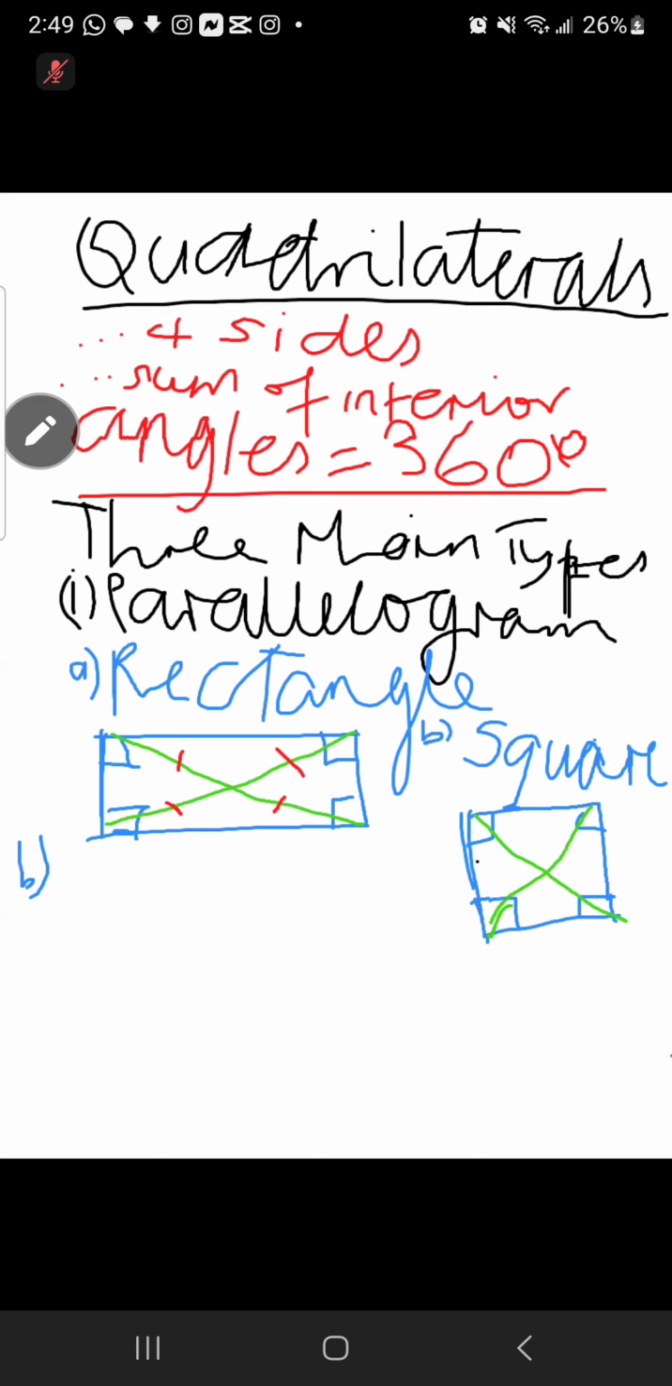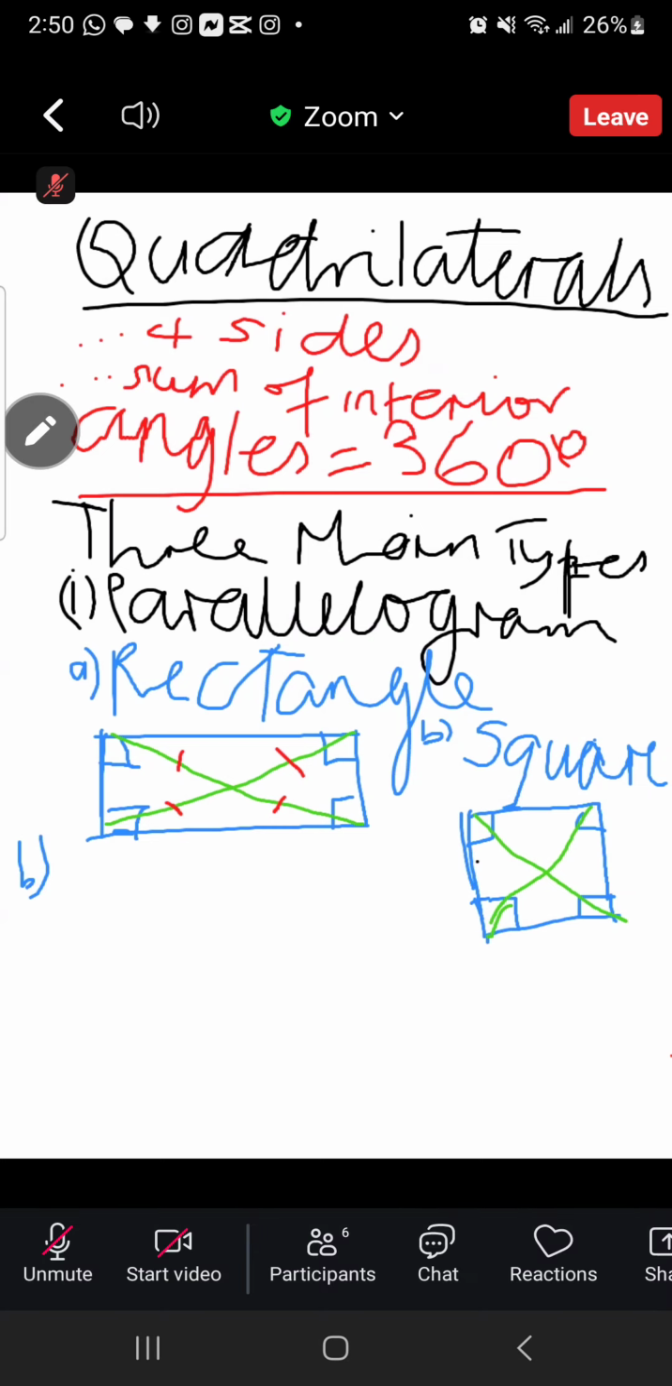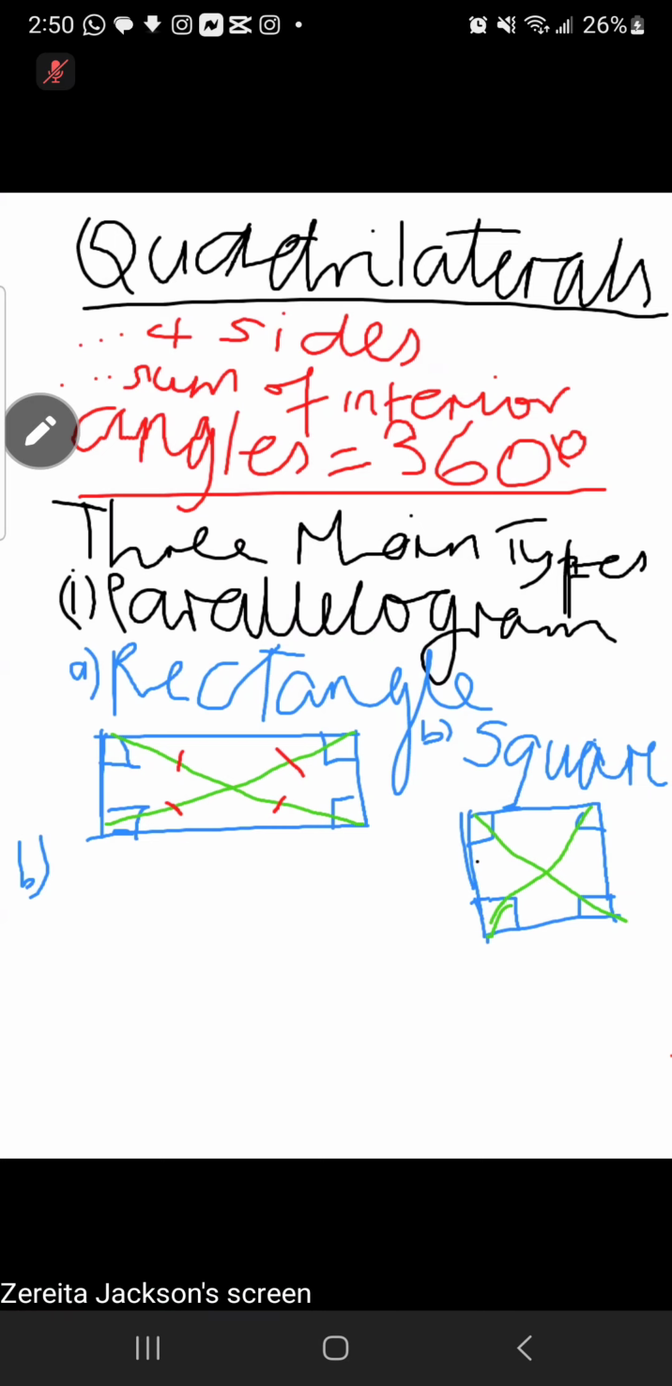All right. So guess what? A square can be regarded as a rectangle. It has all the properties of the rectangle except what? Equal sides. Awesome. So a square is a rectangle which has 4 equal sides.